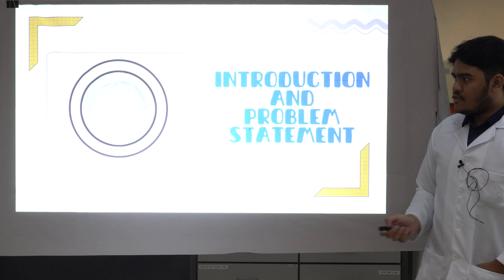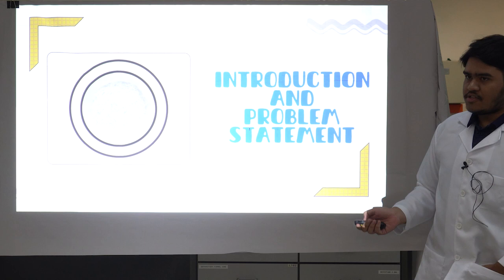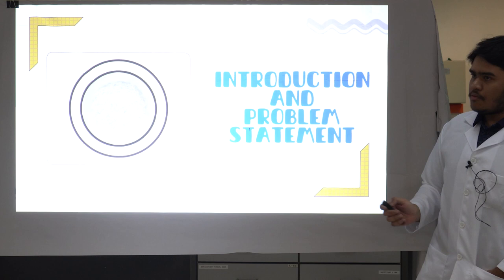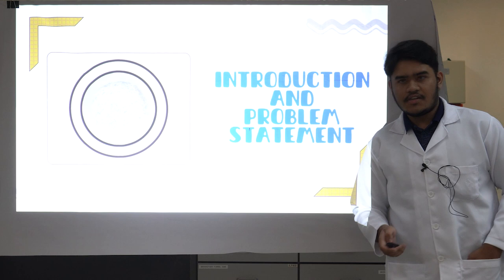So like I said before, by dissolving the impure substance into the solvent, the next step is to let the solution cool down slowly. And as the solution cools down, the solubility will decrease and it will cause the solution to crystallize. And next, I will talk about the problem statement.